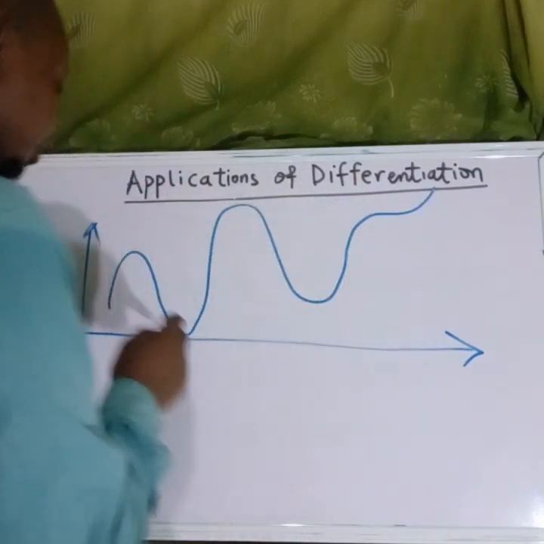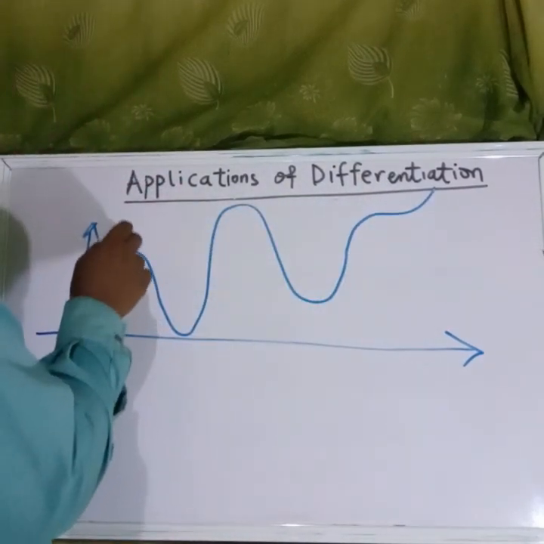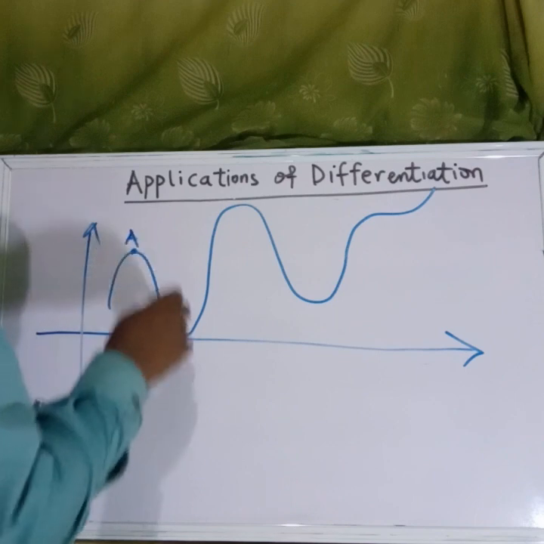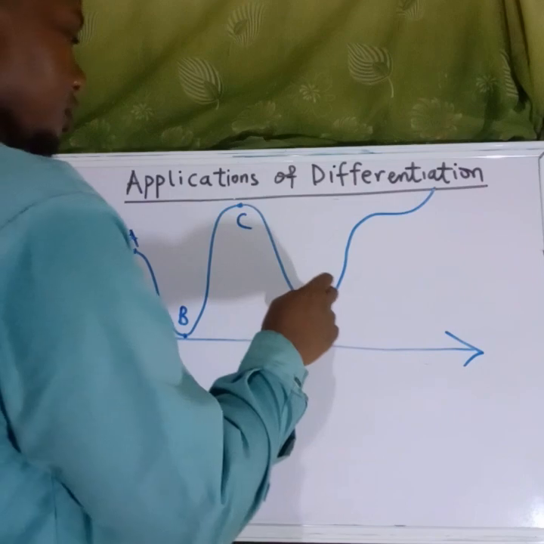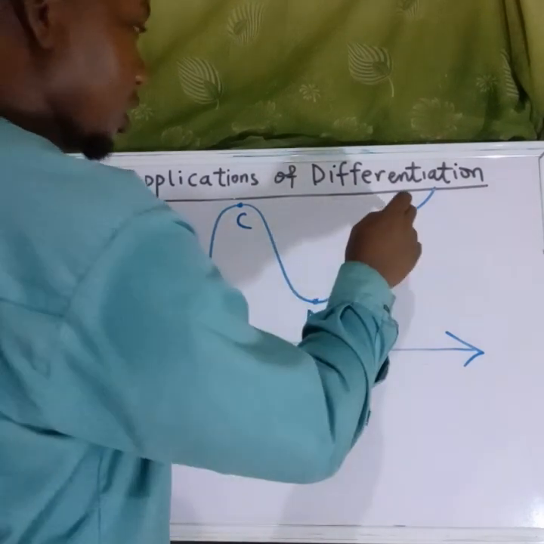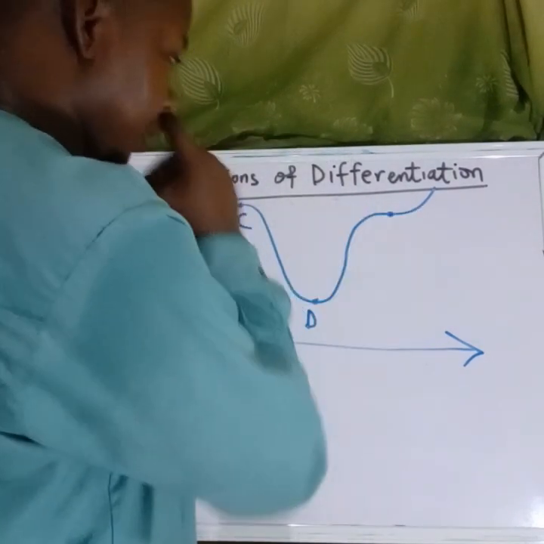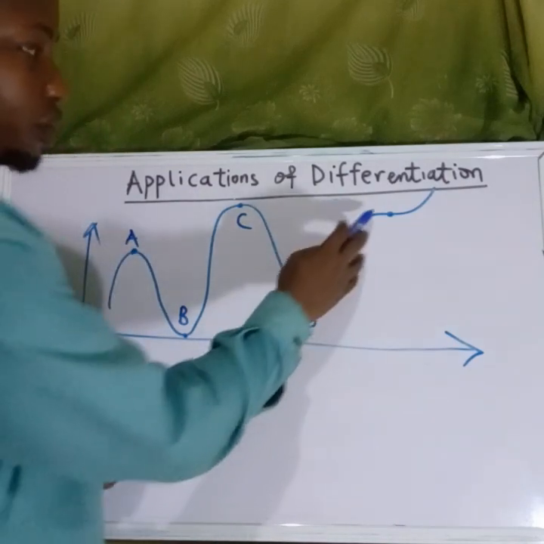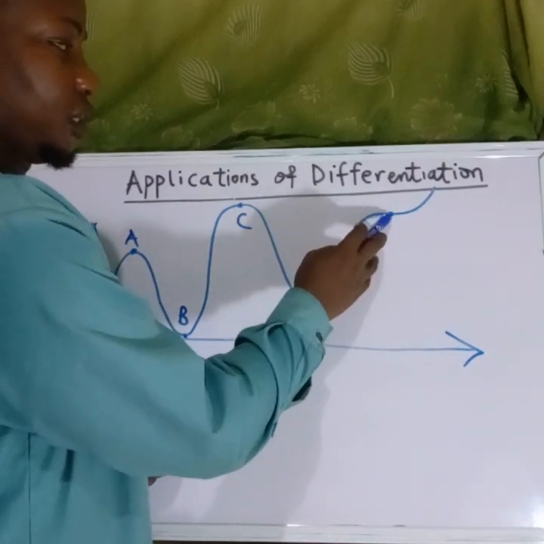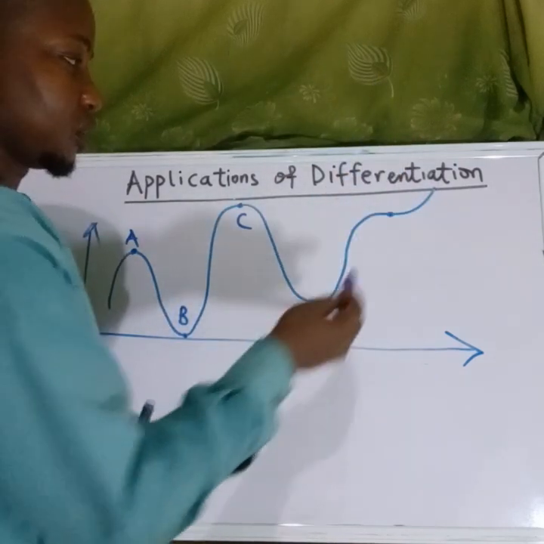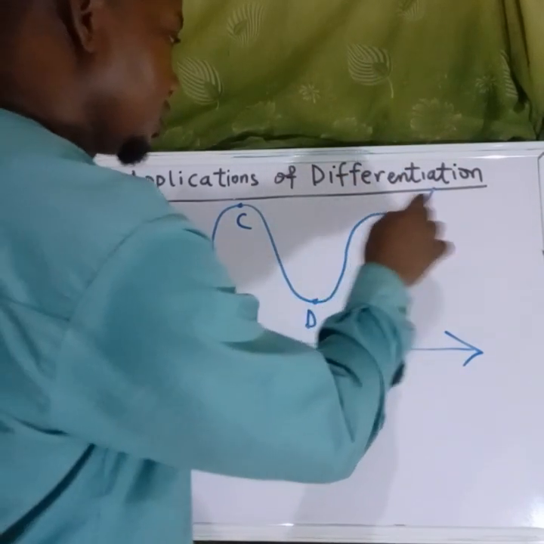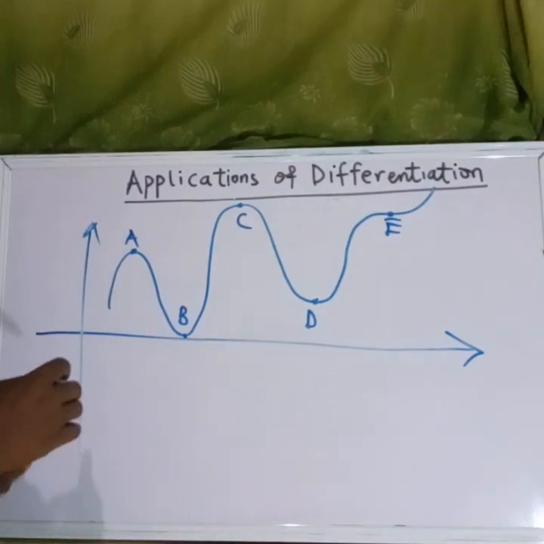So yes, let's call this point A, point B, point C, point D. And here you will see that after the turning point, instead of the curve coming down, it goes up again. So let's call this the point E.